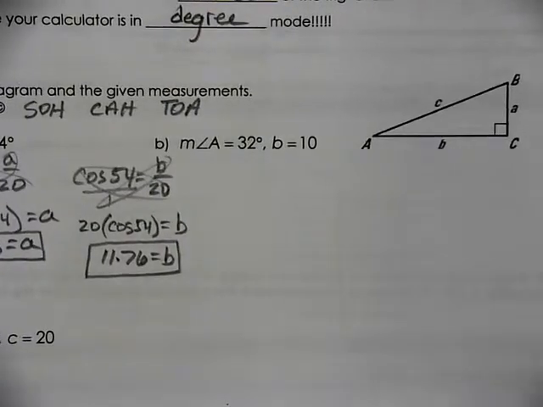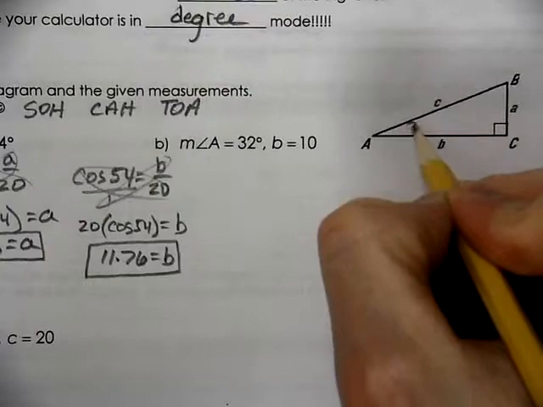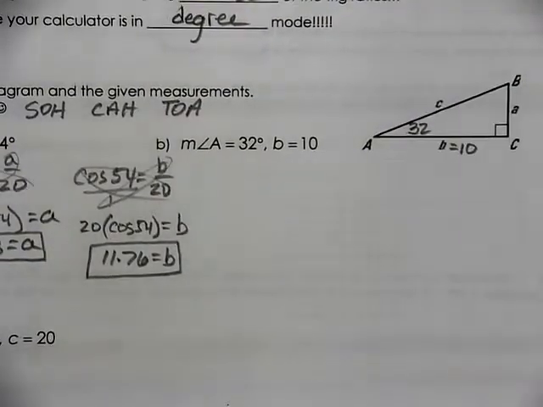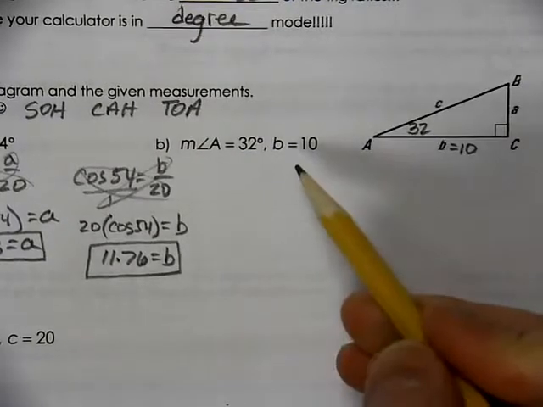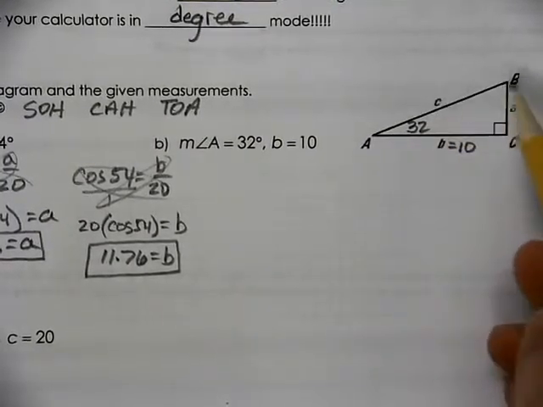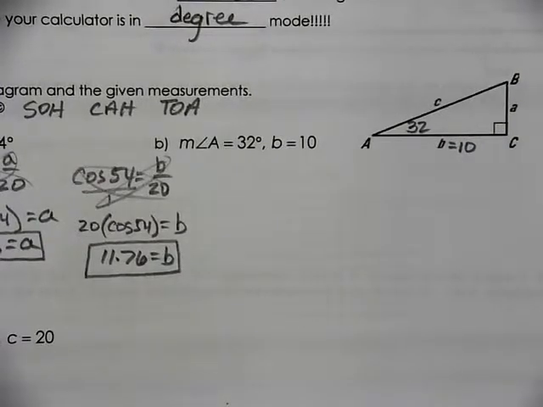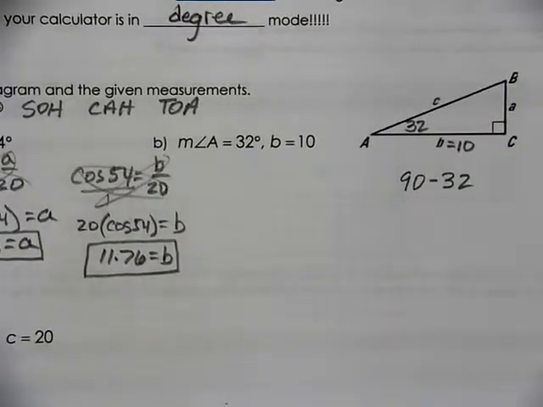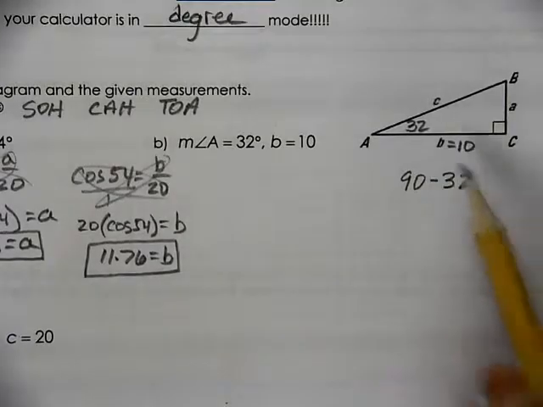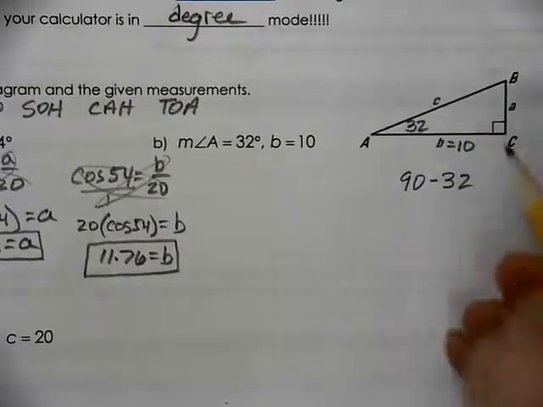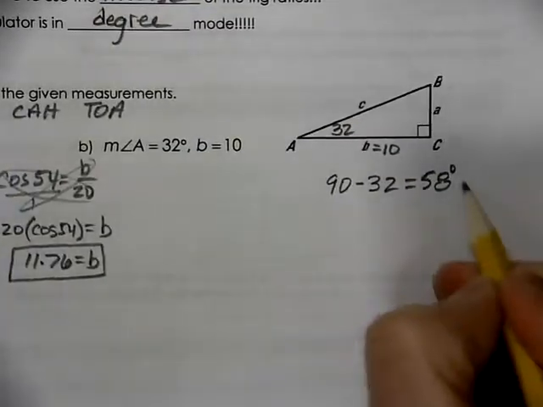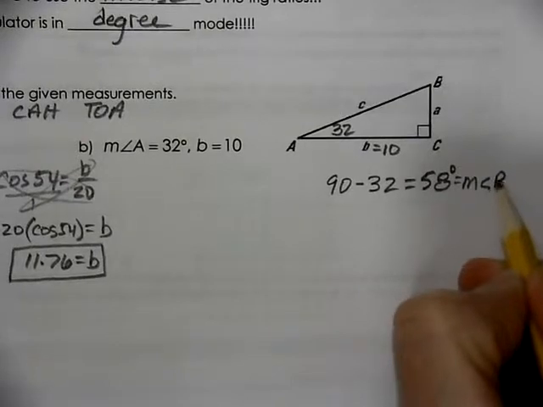Let's try that again. Angle A in this case is 32. Side B is called 10. We have to find out the other angle and the other two sides. Recall that the acute angles of a right triangle are always complementary. So 32 and what makes 90? So we subtract the 32 to get 58 degrees, and that gives us the measurement of angle B.